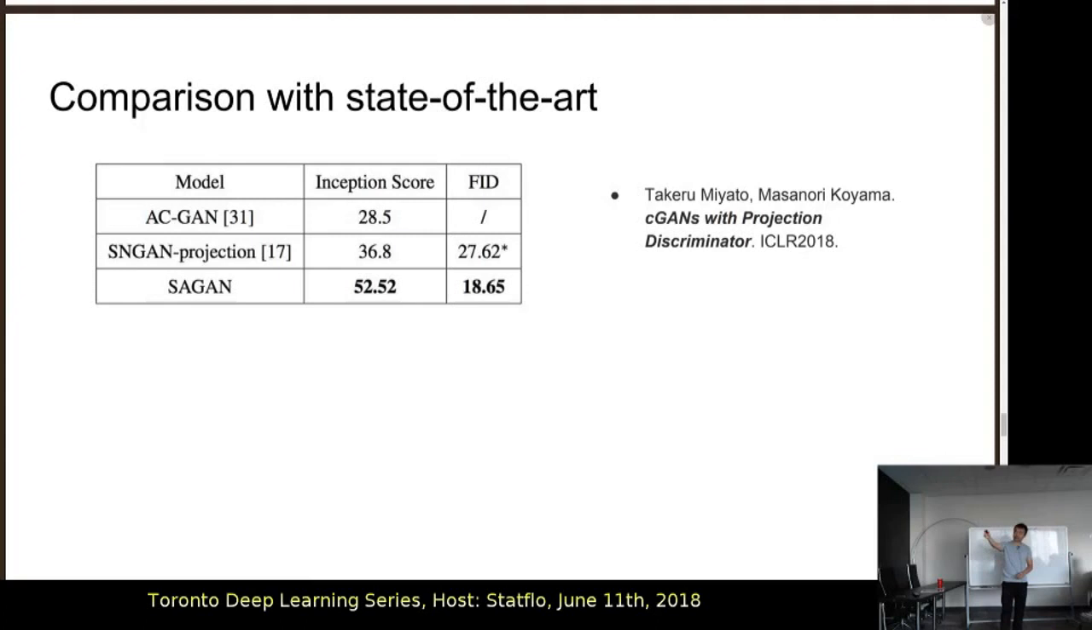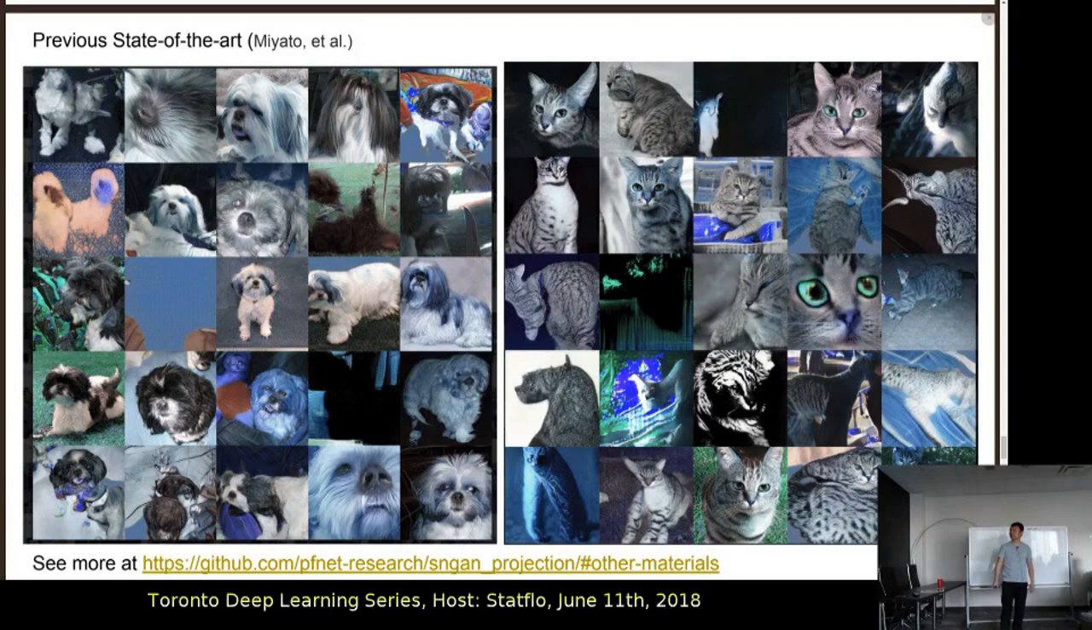The SNGAN projection is the state of the art that employs spectral normalization. So the claim is that for inception score, it's a significant boost from 36.8 to 52.52. And FID similarly, because a lower FID is better, they also perform much better. And here are some of the photos. I managed to dig these out from the repository of the previous state of the art.